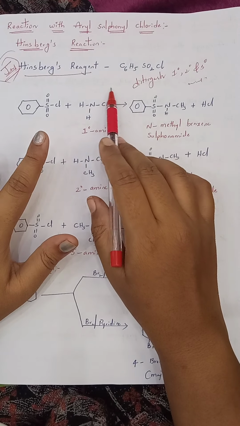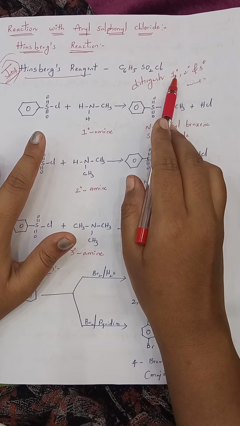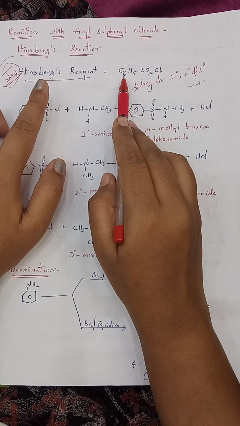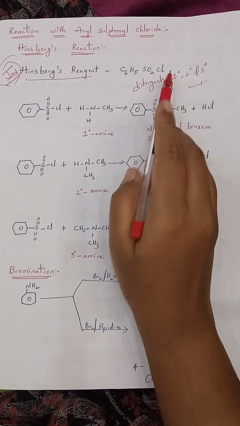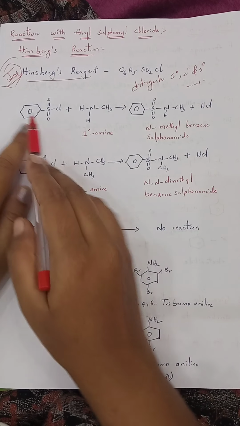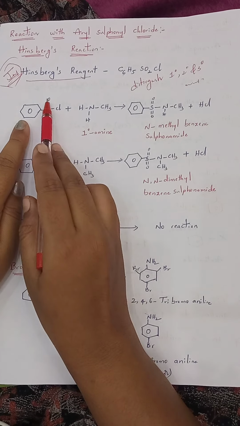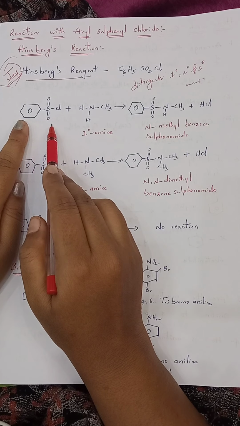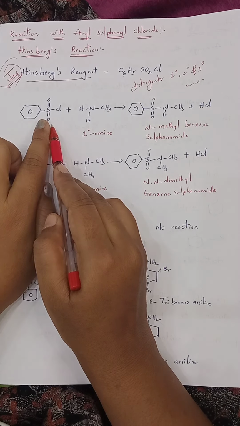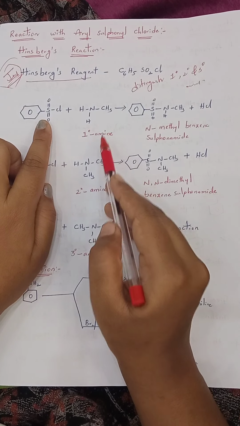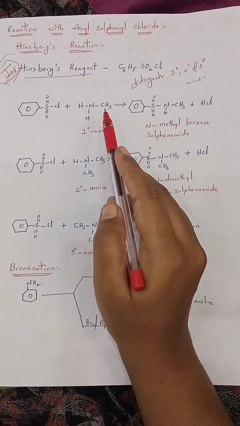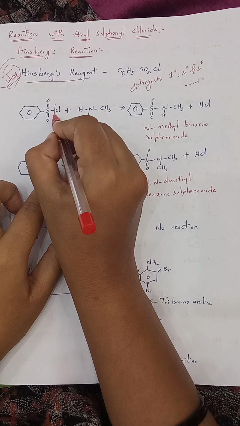What is Hinsberg reagent? C6H5SO2Cl. That is nothing but aryl sulfonyl chloride or benzene sulfonyl chloride. Okay, so for our convenience I have written it in this manner. When this Hinsberg reagent reacts with primary amine CH3NH2, first what happens?